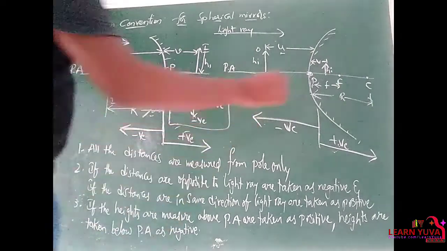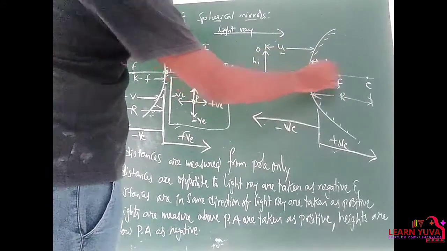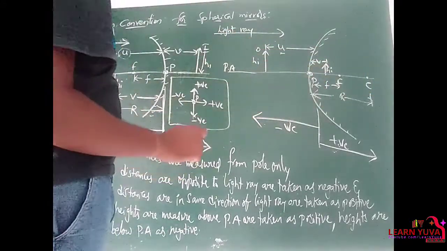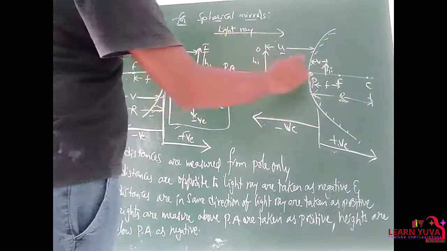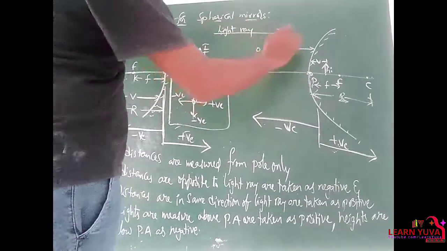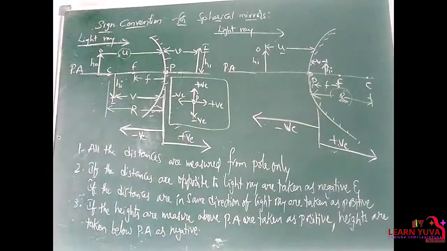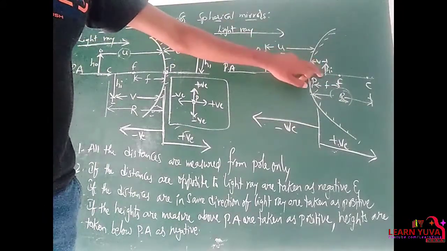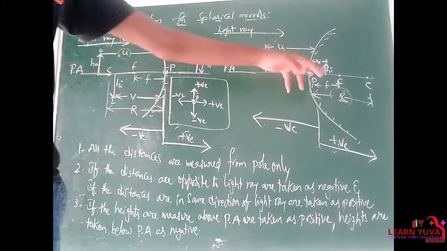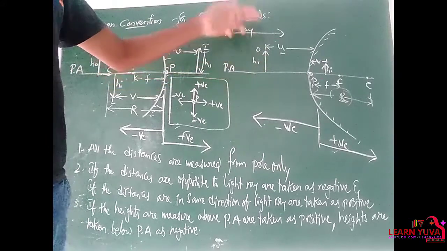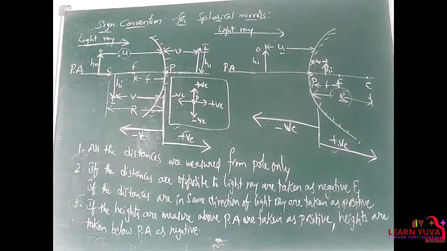Next, focal length. Focal length is situated on the right side. From pole, P to F, it is right side, so f is positive. Radius of curvature R, P to C, because we are measuring the distance in the same direction of the light ray, so R is positive. The image height I is also positive because it is above the principal axis. Object height is also above the principal axis, so O is also positive, right?